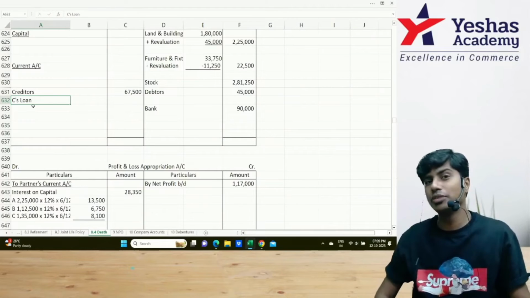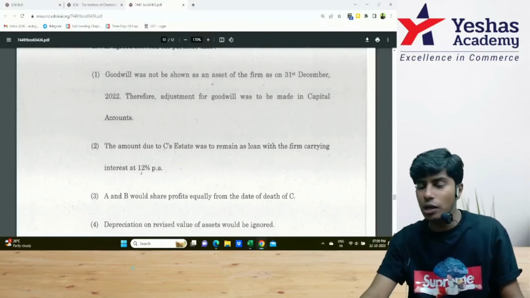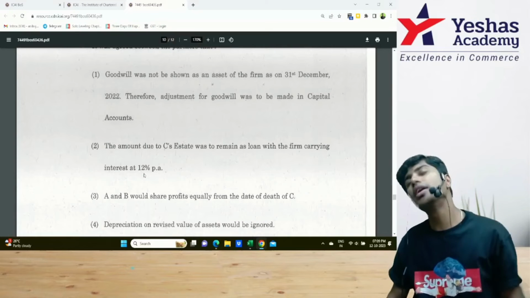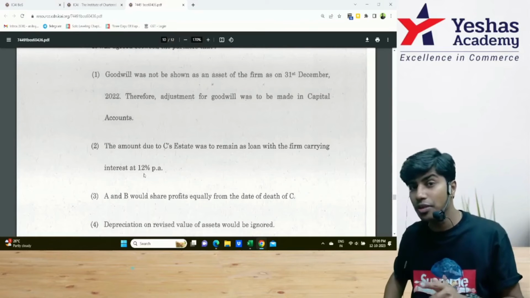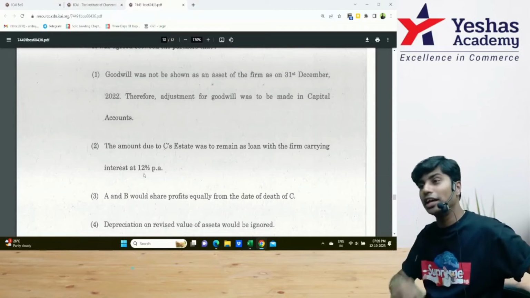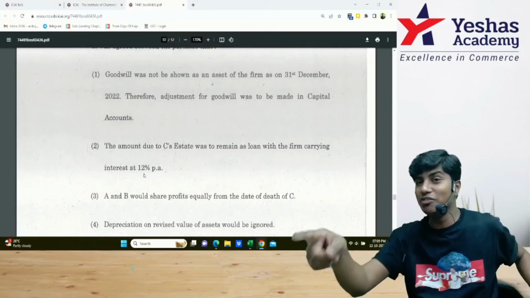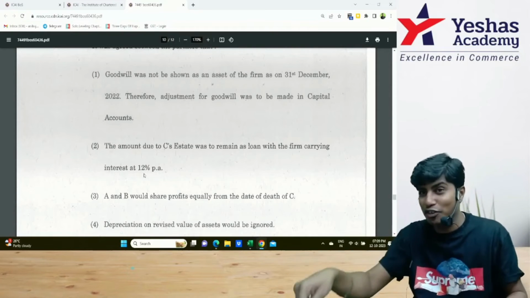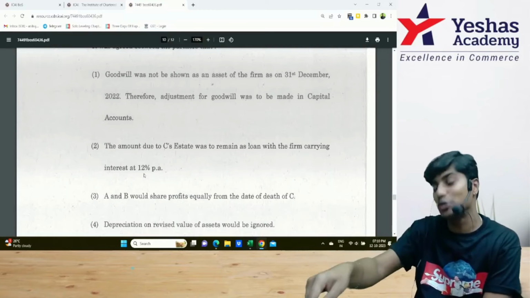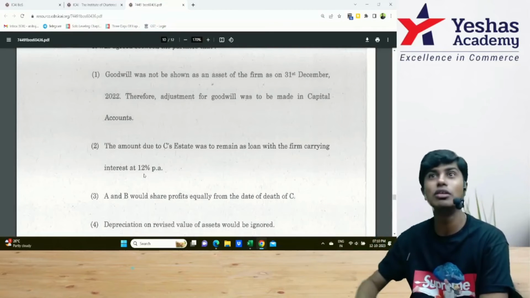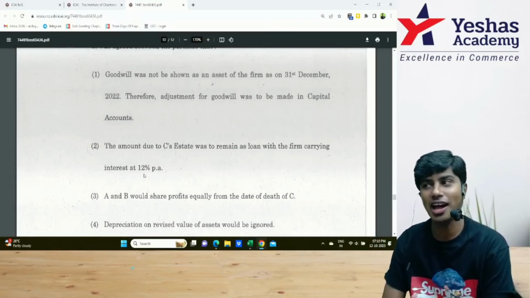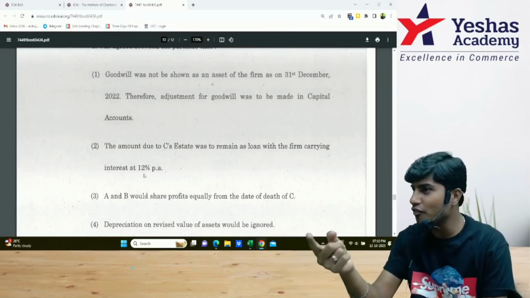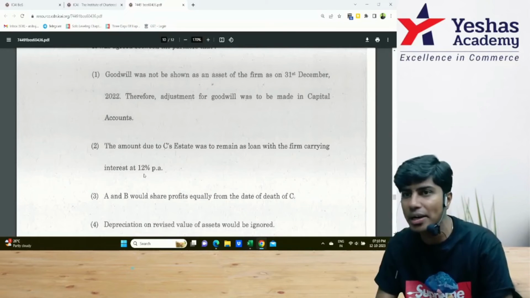You are forgetting something. They told us interest at 12%. Sir, how does it affect? It does affect. The reason is very simple. He died on 30th of June. The balance sheet will be prepared on 31st of December. So from 30th of June to 31st of December, on the money payable to C, 6 months' interest will be due. So the due amount of interest is an expense and a liability.